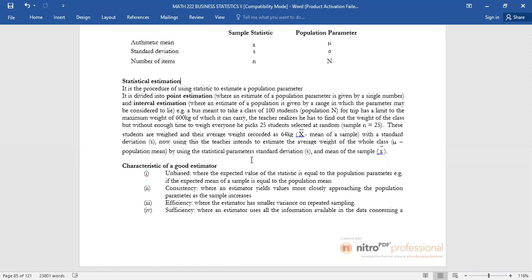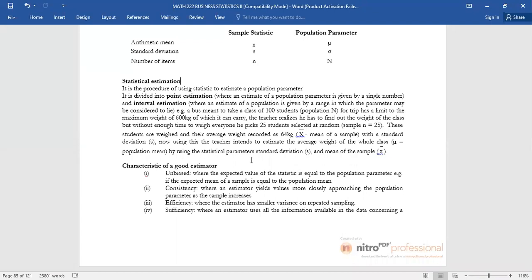So he picked 25 students randomly. So we have our n is 25. This is the sample size. So these students were weighed, and the average weight recorded as 64 kg, right? So this will be our sample mean, it is 64 kg, with a standard deviation or a standard error. The small s is the standard error.